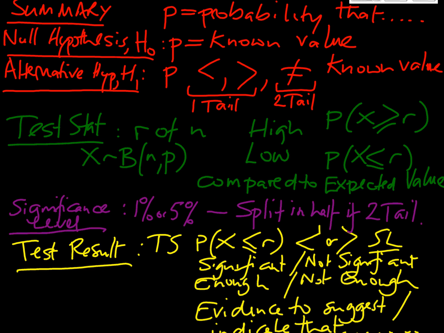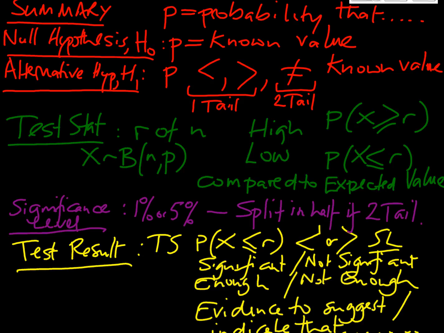Finally, here's a little summary I've done of the different stages, and they're color-coded. So we're going to go through and calculate our hypotheses. Important to remember to write down the definition of your probability, and then your H0 is always P equals our known value. You then have to look at your alternative, and you have to decide whether it's greater than, less than, in which case you've got a one-tail test, or it's different to or not equal to, in which case you've got a two-tail. You do your test statistic using your binomial, and remember to look whether you're looking for a high or low number compared to the expected value.